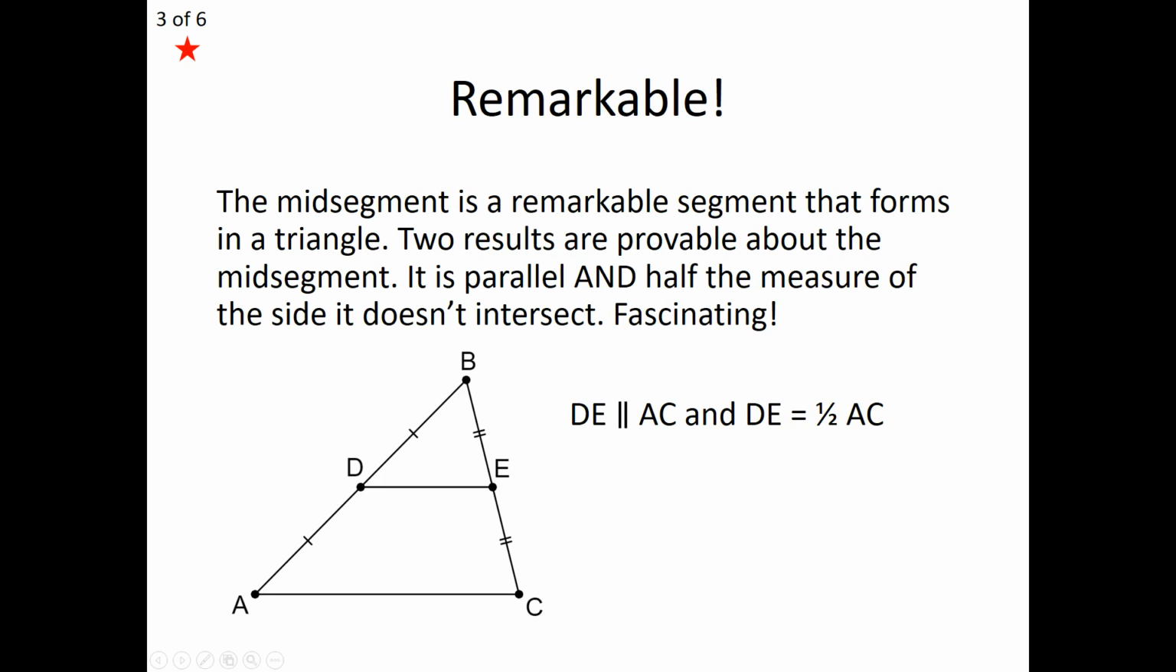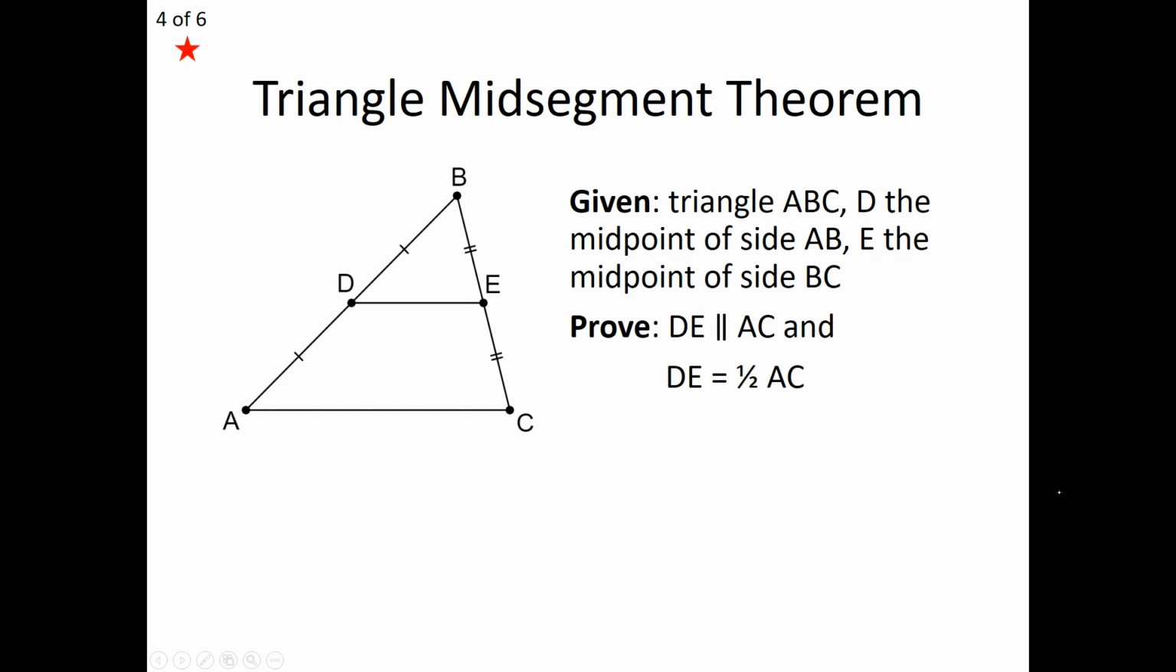Something remarkable happens with that midsegment. There are two results that we're going to prove about that midsegment DE. The first thing we're going to prove is that DE is parallel to the third side that it does not intersect, and it also measures half of the length of that third side. In other words, DE is parallel to AC, and DE is half the length of AC. So the setup of our proof looks like this.